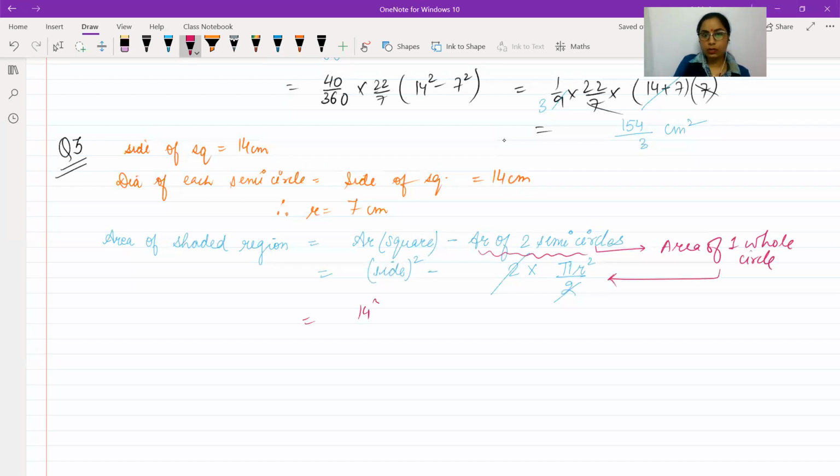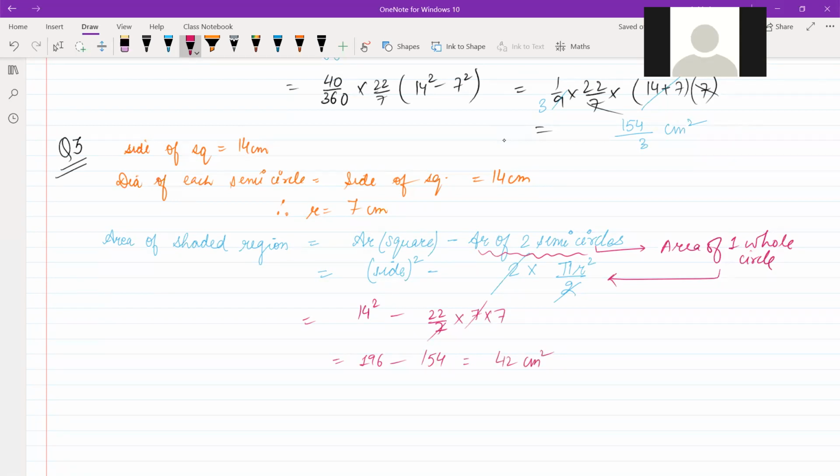Use the values: 14 squared minus 22 by 7. Please check, pi is not given. 22 by 7 multiplied by radius squared. So this will be 196 minus 154. And the answer is 52 centimeters square. Is that correct? 42. 42 centimeters square. Done? Yes, ma'am.